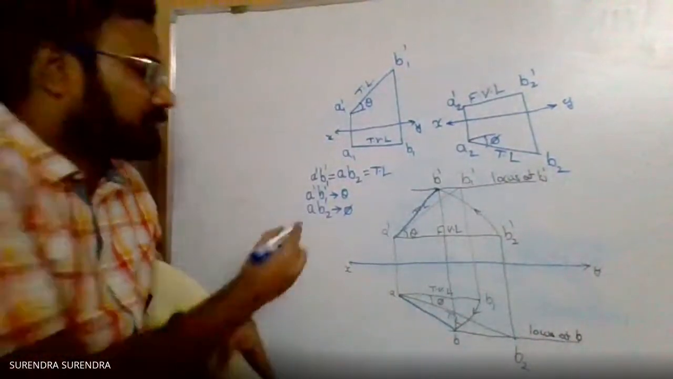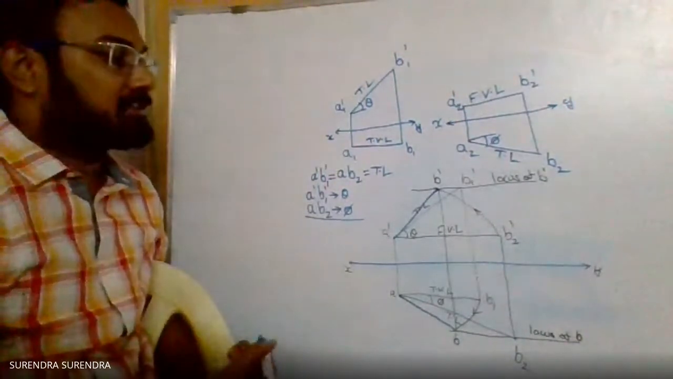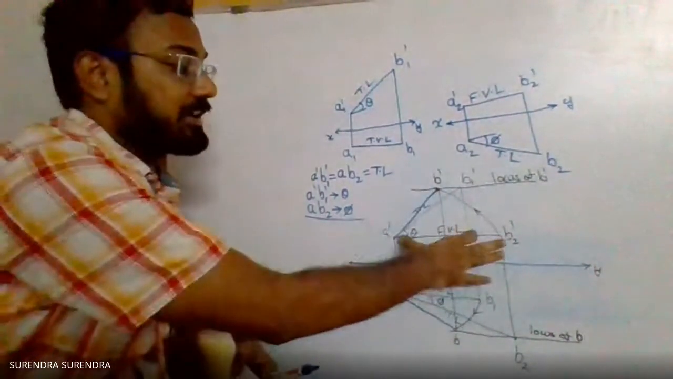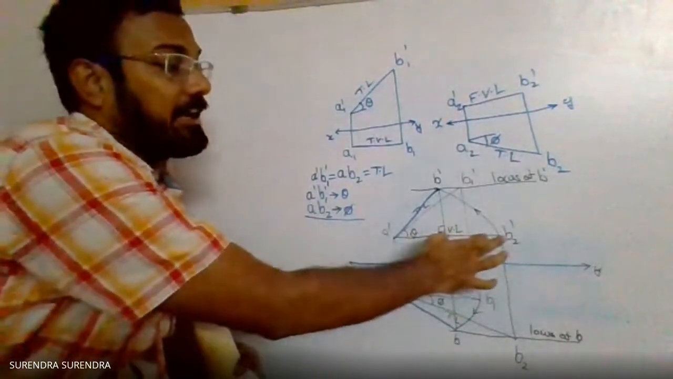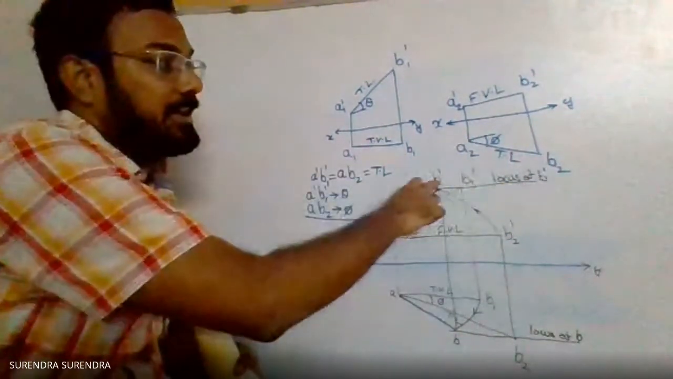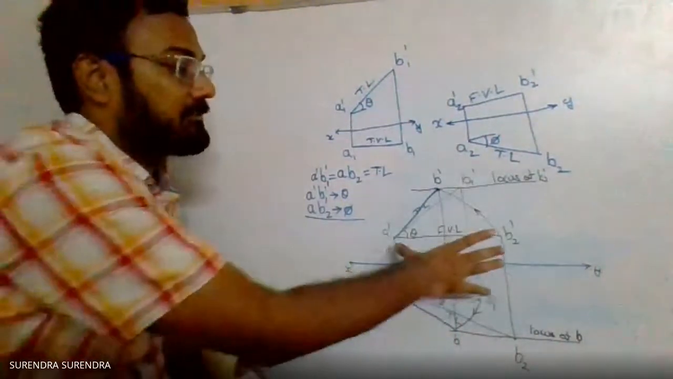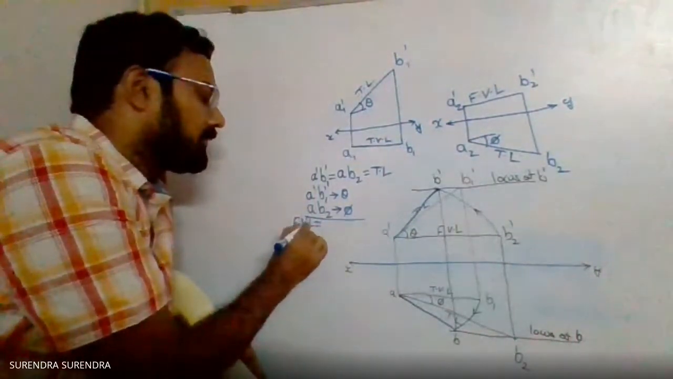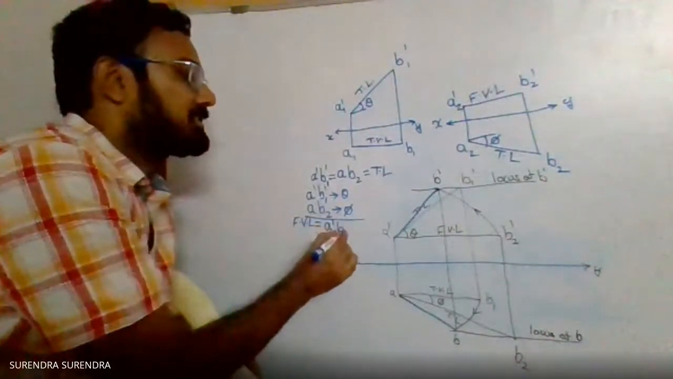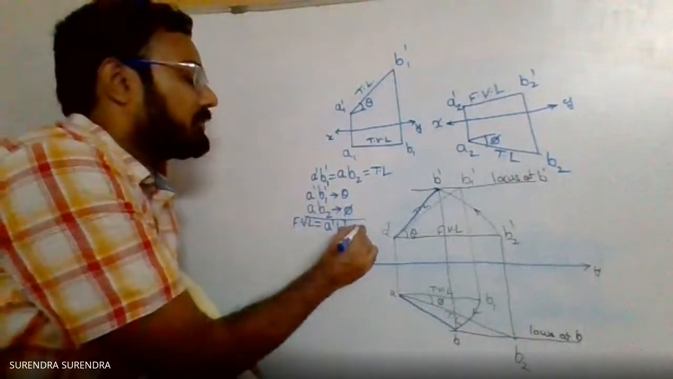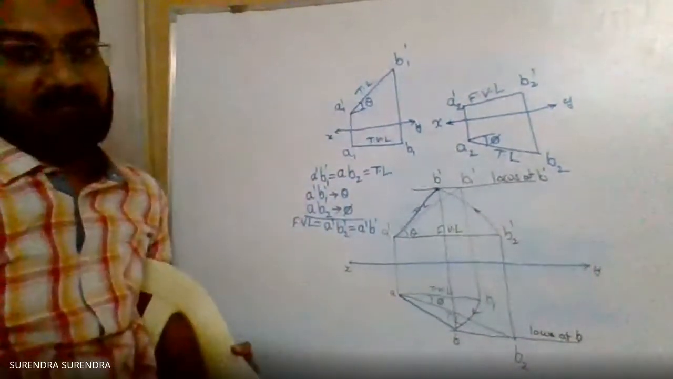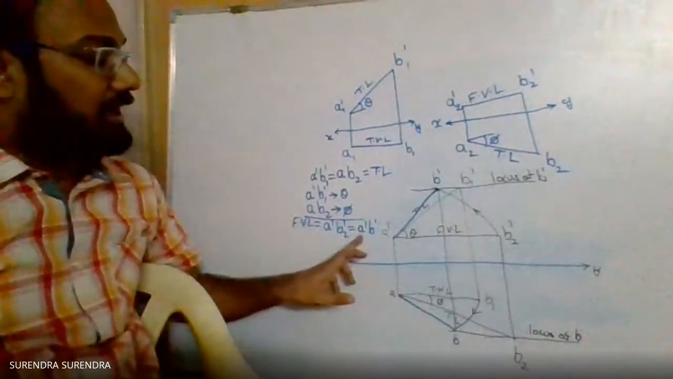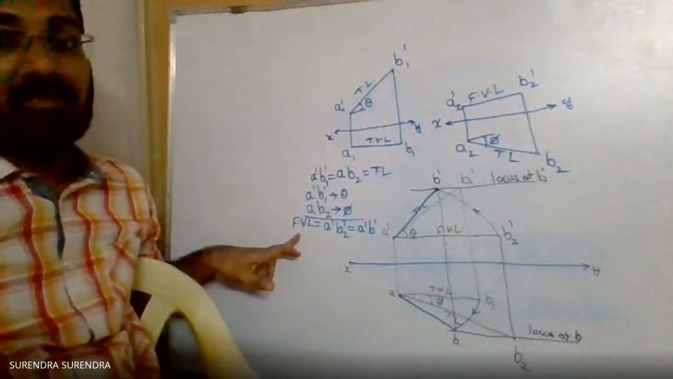Now, what is the front view length? A dash B2 dash is the front view length. How are you getting A dash B dash? By drawing an arc taking the radius as A dash B2 dash, we draw the arc up to the locus of B dash, and we get the B dash point. Which implies A dash B2 dash equals A dash B dash. So front view length equals A dash B2 dash, which is also equal to A dash B dash.